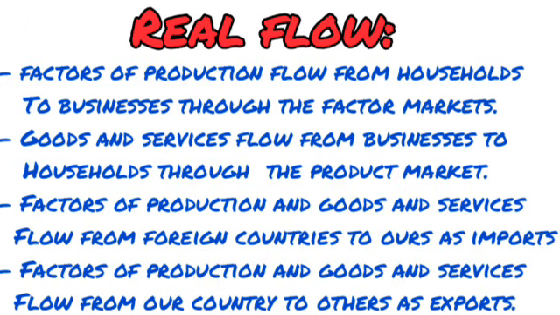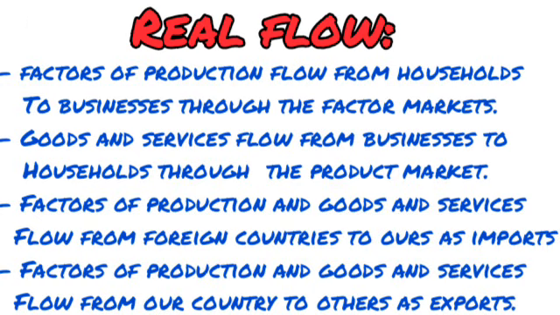So we are going to describe it properly in full as we are describing what is real flow. So real flow, it's the flow basically of factors of production and also of goods and services. So let's start with our factors of production. Factors of production flow from households to businesses through the factor market. Goods and services flow from businesses to households through the product market. Factors of production and goods and services flow from foreign countries to ours as imports, and then the same factors of production and goods and services flow from our country to other countries as exports.